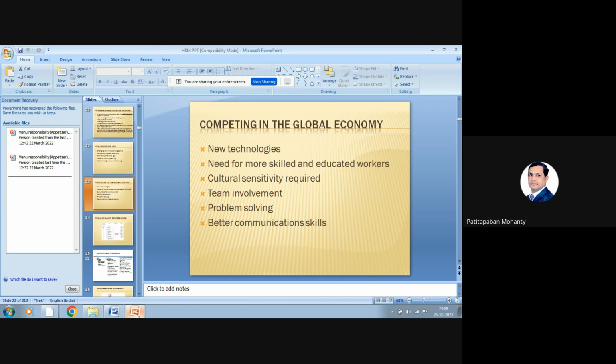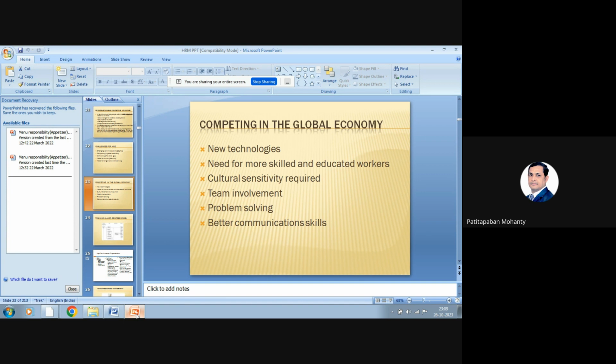Okay. The next is cultural sensitivity required. What is that cultural sensitivity? Yes, I told you, in a multidimensional organization, cultural sensitivity is required. Cultural sensitivity brings new talent, new ideas, new concepts. It brings unique innovations. So cultural sensitivity helps to grow your organization, helps to develop your organization.